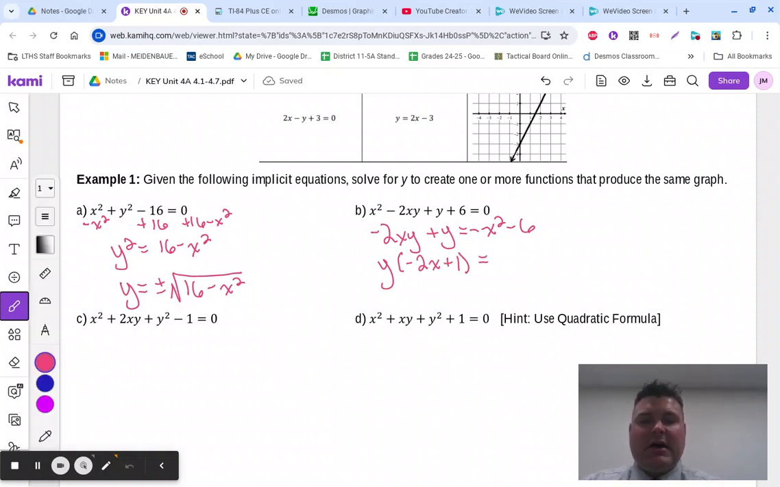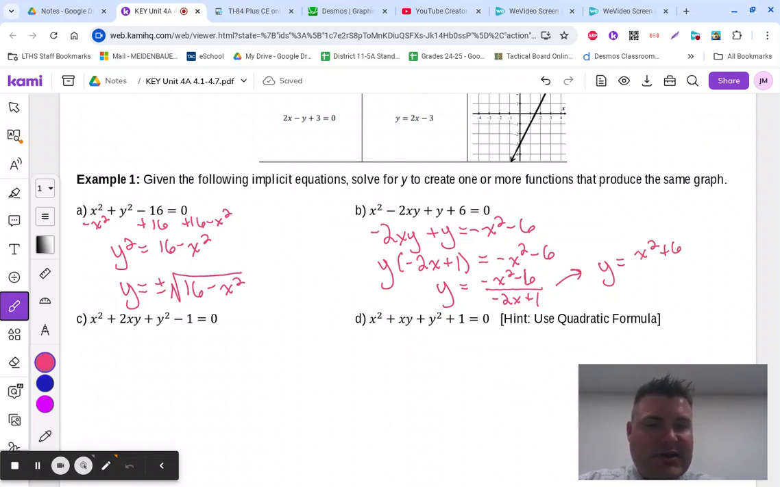There we go. And then this right-hand side stays the same. And then just divide over that negative 2x plus 1. Negative x squared minus 6 all over negative 2x plus 1. If you wanted to make that numerator positive, you totally can. Just divide every term on the right-hand side by negative 1, and we can get x squared plus 6 all over 2x minus 1. You've got to change all the signs, and we're good to go.